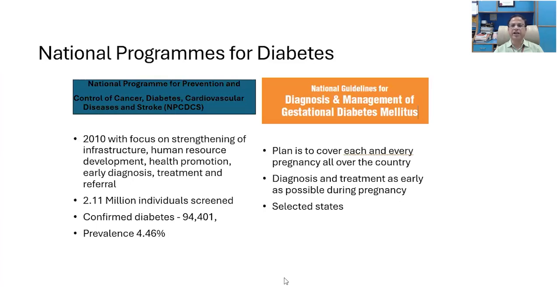And similarly, national guidelines for diagnosis and management of gestational diabetes have also been started. Right now, this has been started only in 2 states, but the government is planning to spread it all over the country. So this is what I wanted to communicate regarding the prevention of diabetes. Thank you very much for your hearing, and if there are any questions, I would be happy to answer.